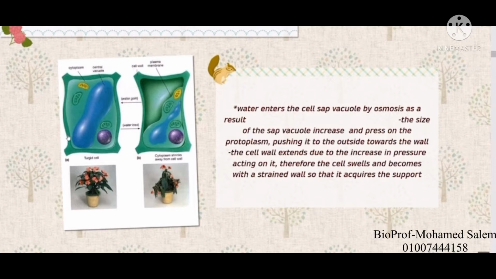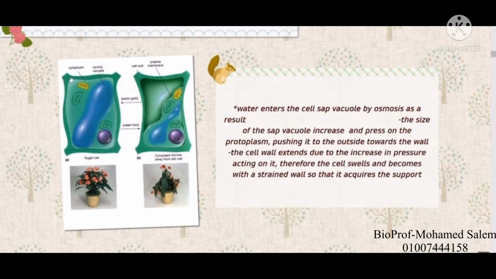So pushing it to outside toward the cell wall. So the cell becomes increasing in size and increasing in pressure. The cell wall extends due to increase in pressure acting on the cell wall, and the cell swells and becomes a strained wall so that it acquires the support.